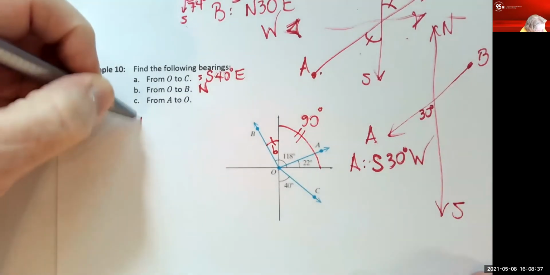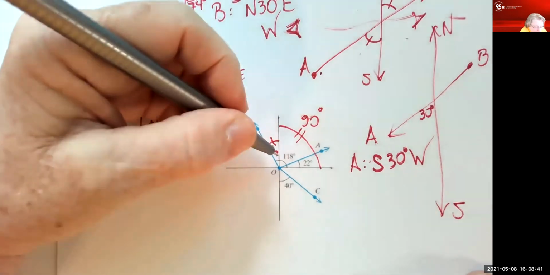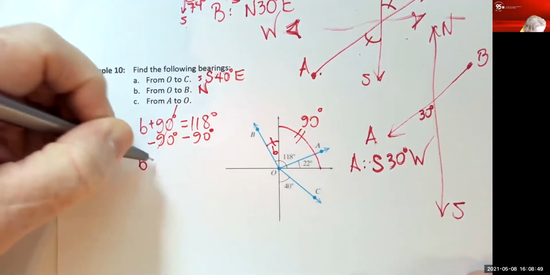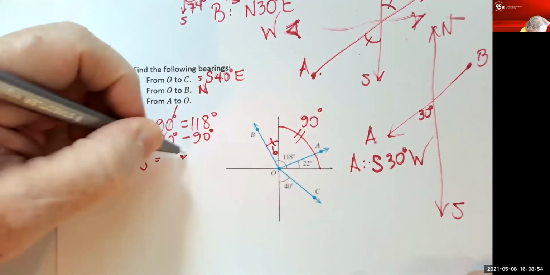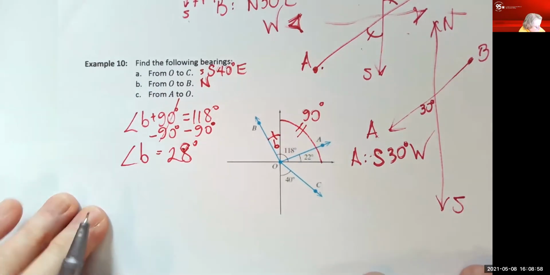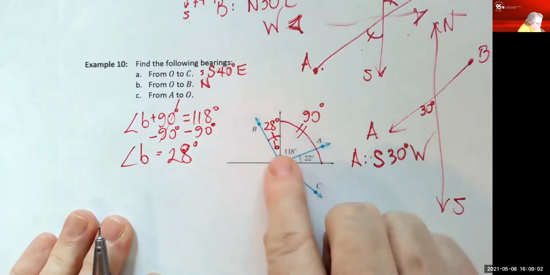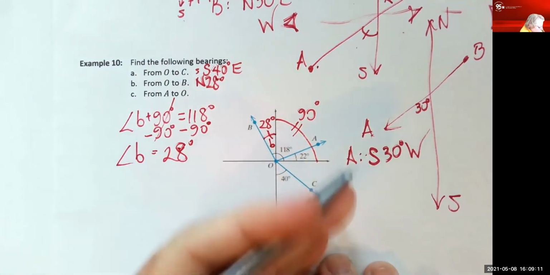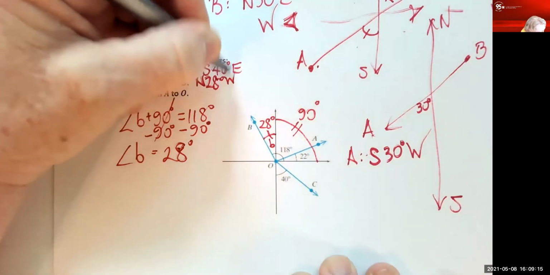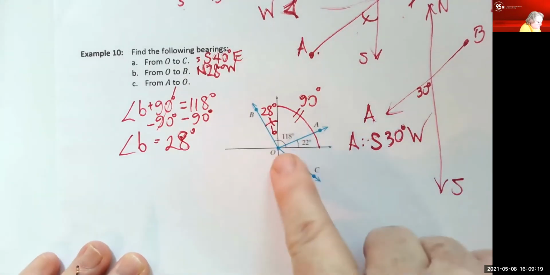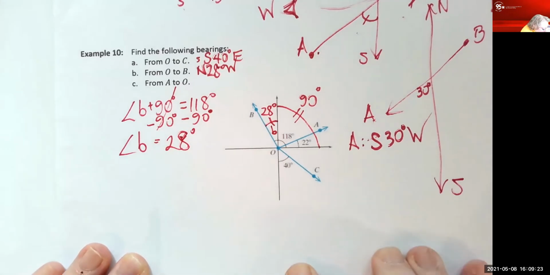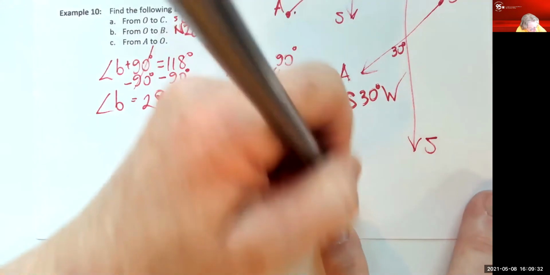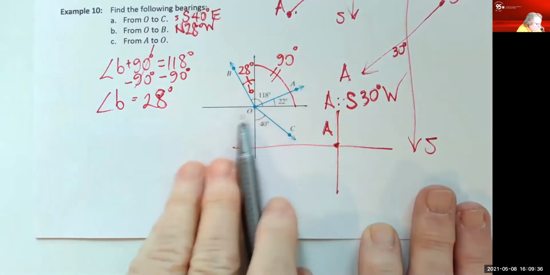So I know that b plus 90 degrees is 118 degrees. So I can subtract 90 degrees from both sides, and I get that angle b is 28 degrees. It's north, 28 degrees, and notice that OB is to the left of the north-south line, so it will be west. Now to go from A to the origin, we're going to go in reverse. Okay, so let's draw that in standard form. I'm going to draw A as though it's at the origin.